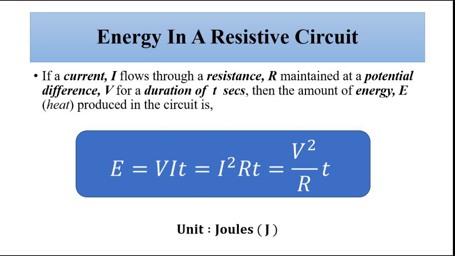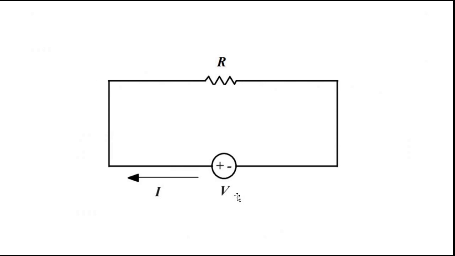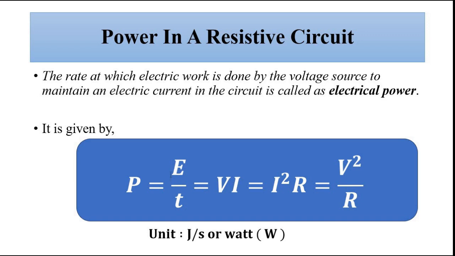Okay, now power in a purely resistive circuit, or in any circuit, electrical power is the rate at which electrical work or energy is done by the voltage source, or the source of potential difference, to maintain a particular value of electric current in the circuit. So here the work done by the circuit to maintain a potential difference V to drive a current I through this purely resistive circuit is equal to this energy by time.